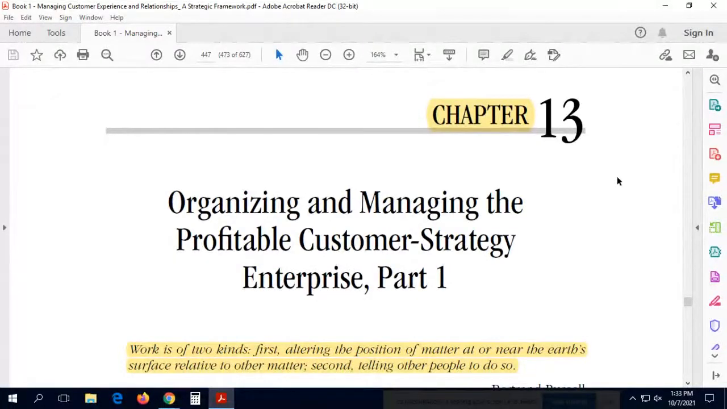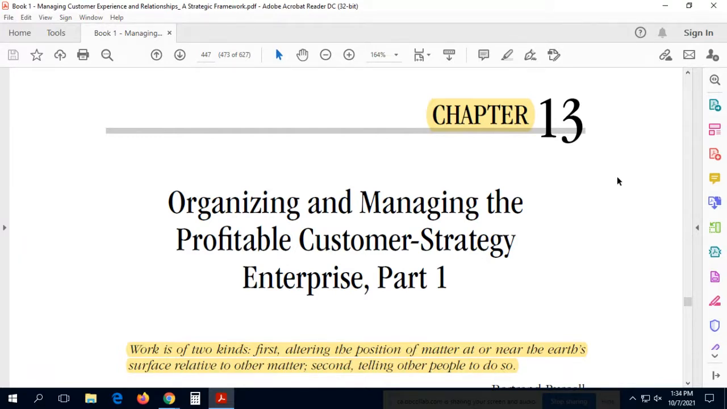So please reflect on the title. Very interesting title, and this is going to cover two chapters. This title has two parts, chapter number 13 and 14. Organizing and managing the profitable customer strategy enterprise.